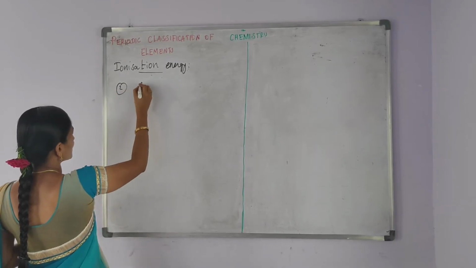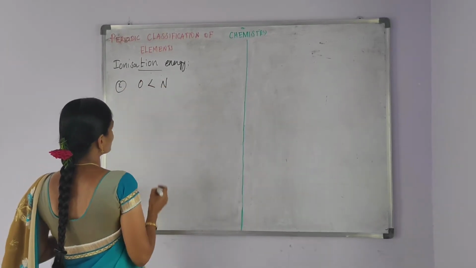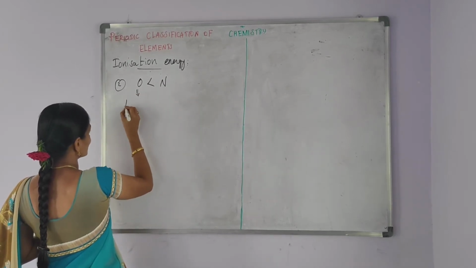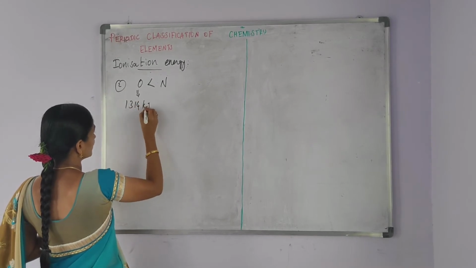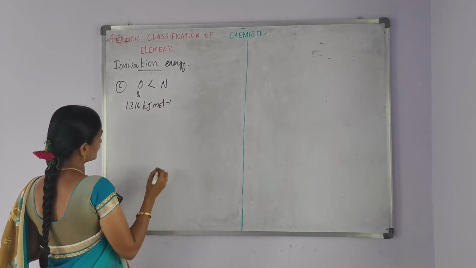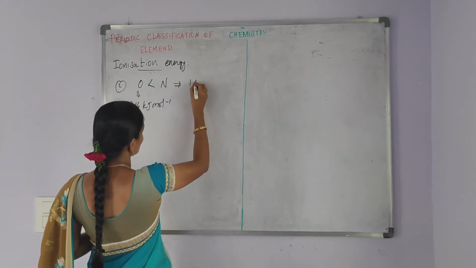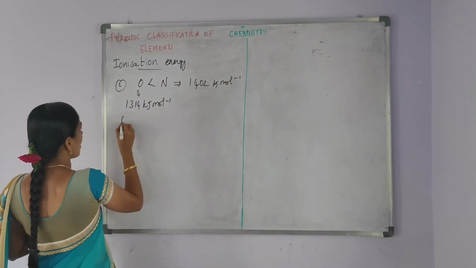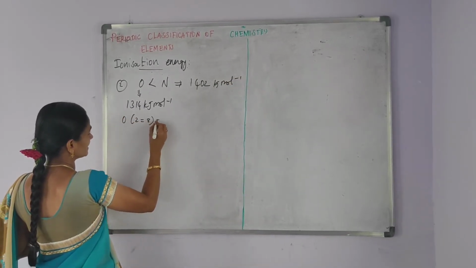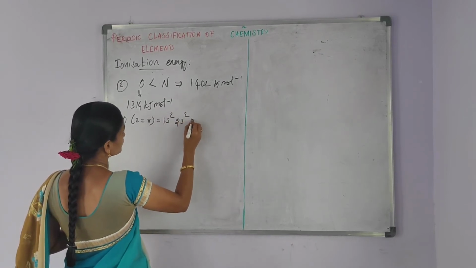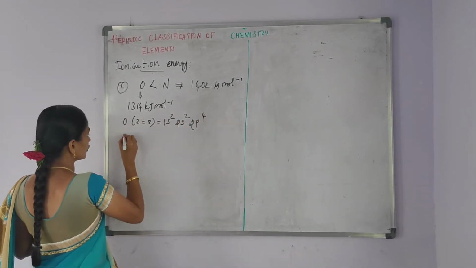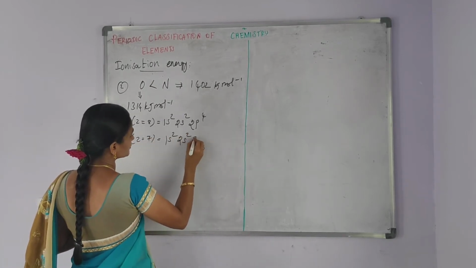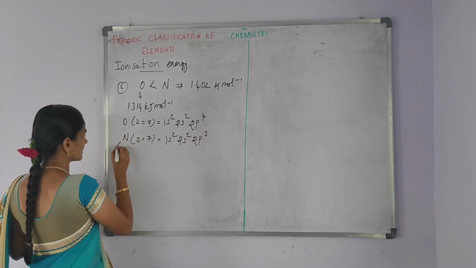The second deviation is ionization energy of oxygen is less than nitrogen. Oxygen, its ionization energy is 1314 kilojoule per mole. Nitrogen, its ionization energy is 1402 kilojoule per mole. Oxygen, its atomic number is 8. Electronic configuration is 1s2, 2s2, 2p4. Nitrogen, its atomic number is 7. Electronic configuration is 1s2, 2s2, 2p3.